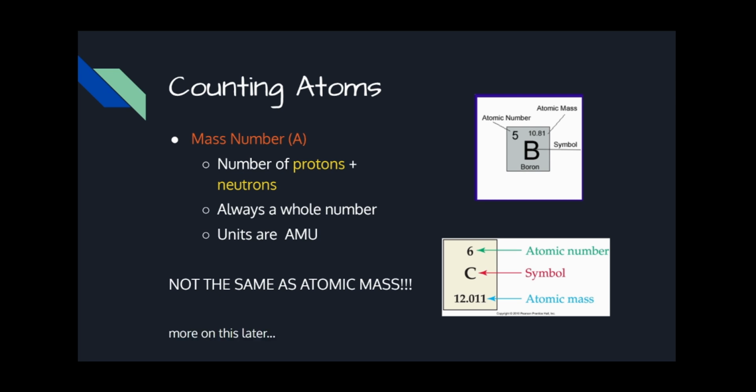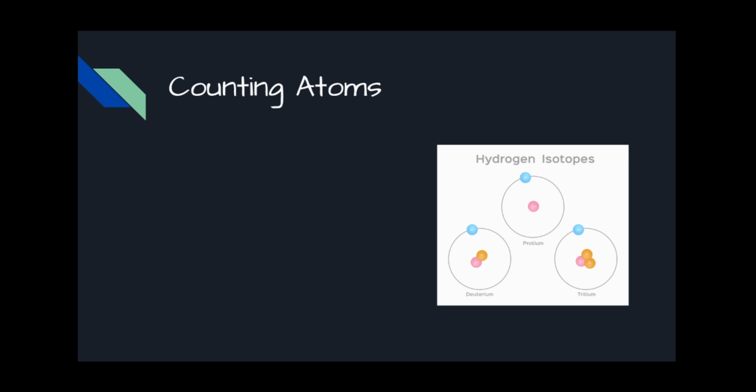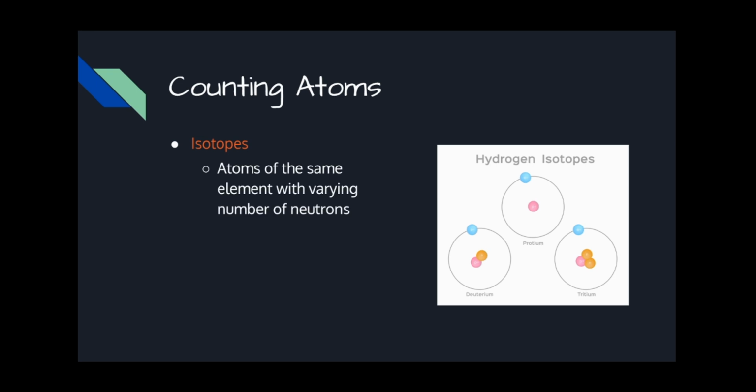But we'll talk more about the atomic mass in a little bit. Let's keep going. So another vocab word from your reading is an isotope. Isotopes are atoms of the same element, which means they have the same number of protons, but they have a different number of neutrons. So if you look at this example here of hydrogen, here is hydrogen with one proton, one proton, one proton. The only thing that makes these different from each other is the number of neutrons.